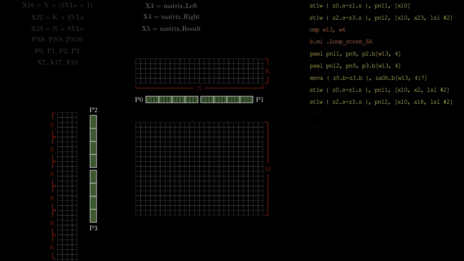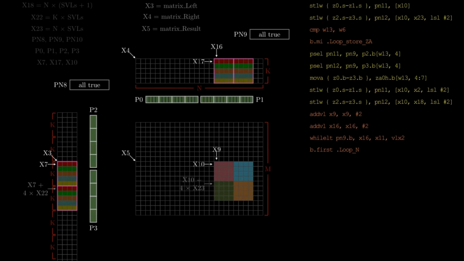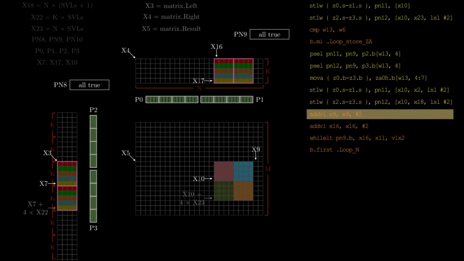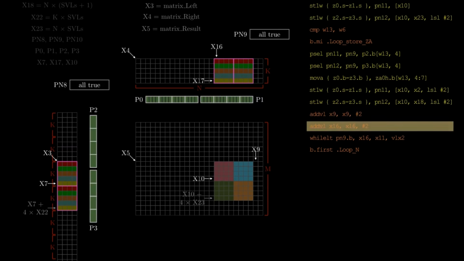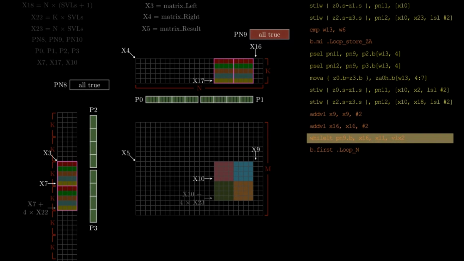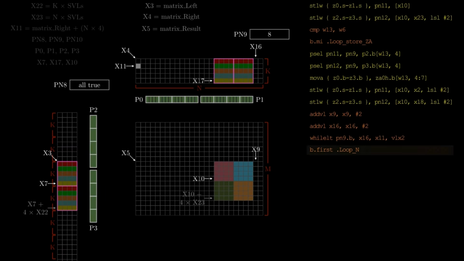Let's look at some code. We have just finished executing the inner loop on k. Now we increase x9 by 2 times the vector length in bytes. We do the same for x16. Next we'll set the PN9 predicate-as-counter register using a while lt instruction. The x11 register must be initialised to x4 plus n times 4 bytes. The while lt sets the condition flags, so b.first checks whether there is at least one active element, and if so, branches to loop n.